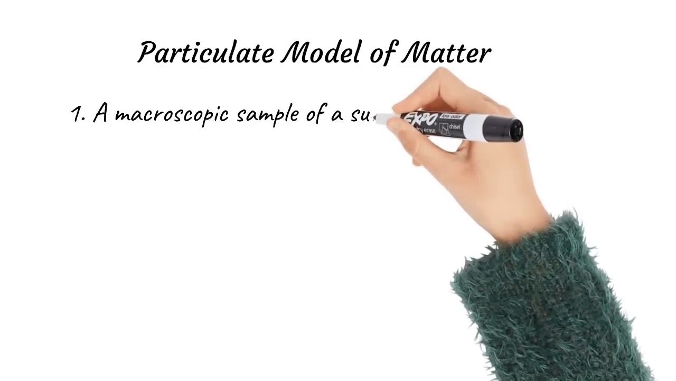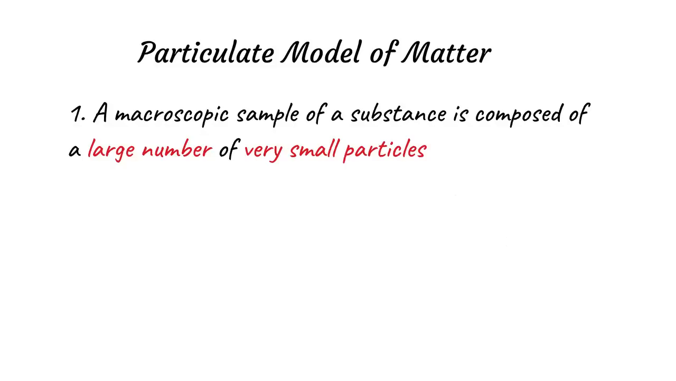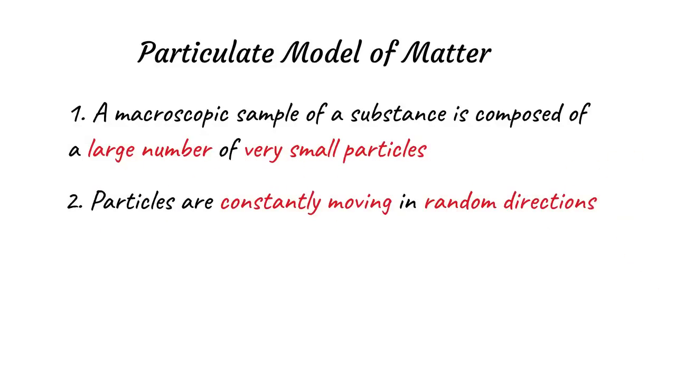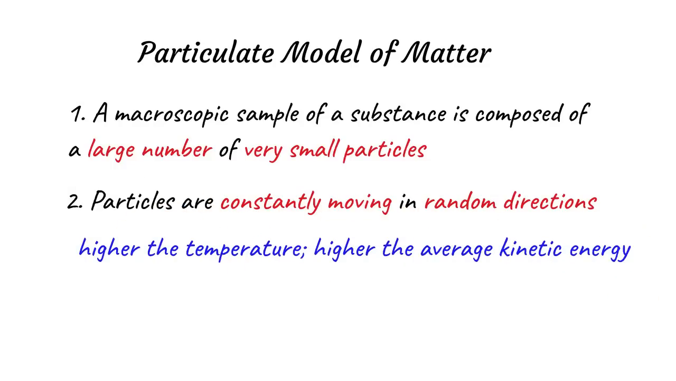There are three main assumptions in this model. Assumption 1. Any macroscopic sample of a substance is composed of a large number of tiny particles. Assumption 2. Particles are constantly moving in random directions. Because the particles tend to move faster and faster with increasing temperature, we can say that the temperature is a measure of the average kinetic energy of the particles. The higher the temperature, the higher the average kinetic energy.